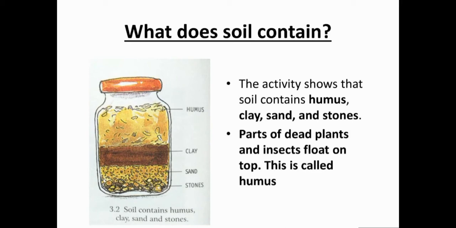The bottom layer is of stones. Just above the stones what is there? A layer of sand, then a layer of clay, and just above the clay is what is called humus. So the activity shows that soil contains humus, clay, sand and stones. And what is humus? The parts of dead plants and insects that float on top, the top layer, topsoil, is called humus. So what does soil contain? Soil contains humus, clay, sand and stones.